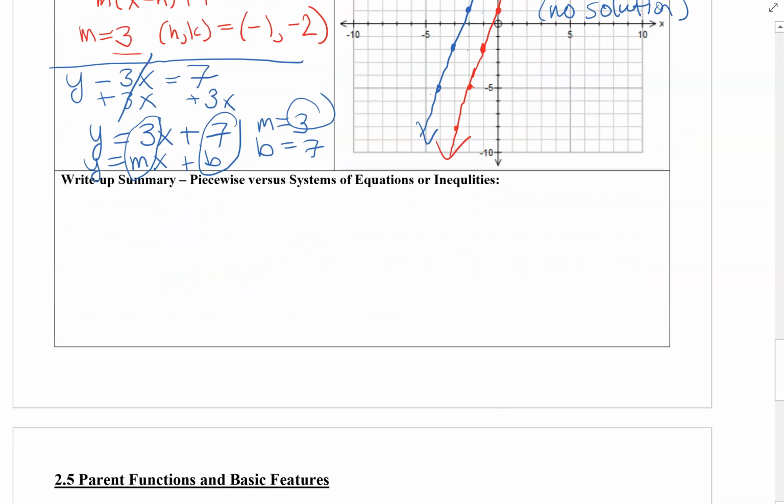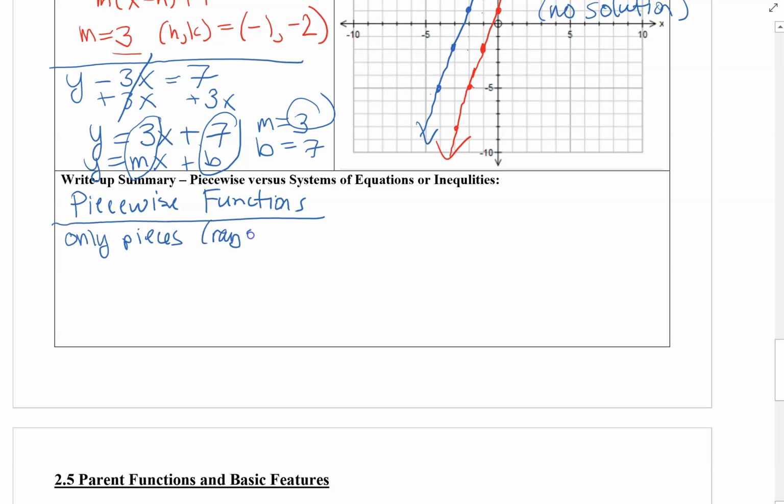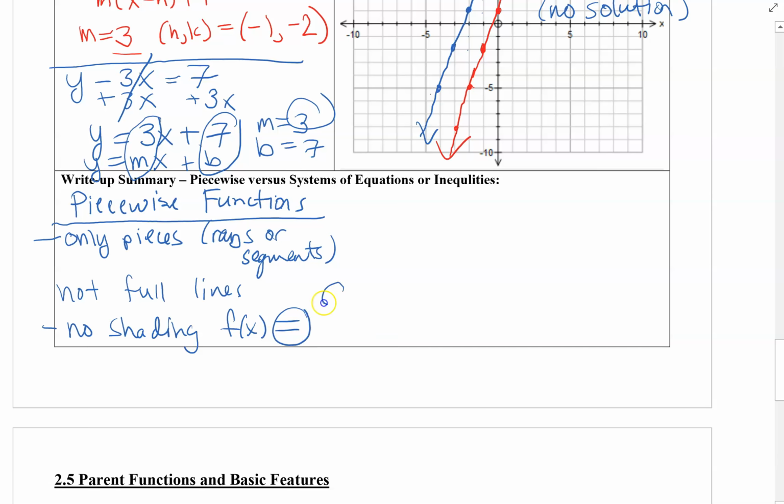So here's what I want you to write for the summary part. If you are given a piecewise function, what you will notice is that you only have pieces, not full lines. So it's only pieces, it's rays or segments. So that's the first thing. And then there's no shading, because the equations are equations, right? It's f of x equals different things. So that equal sign means no shading.